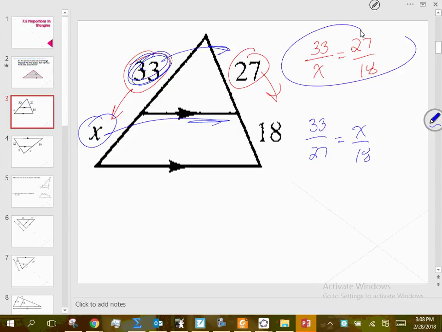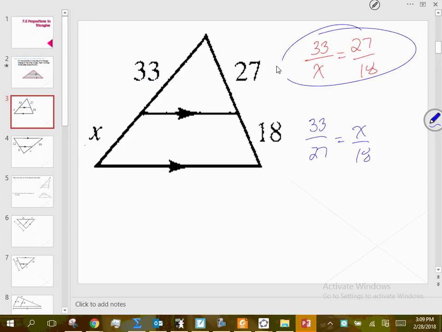Can I take the reciprocal of that one? I should be able to take the reciprocals of either side, or both sides, right? All that would do is get me to look at basically taking 18 and then comparing it to 27, and then x compared to 33, right? Does that make sense, everybody?